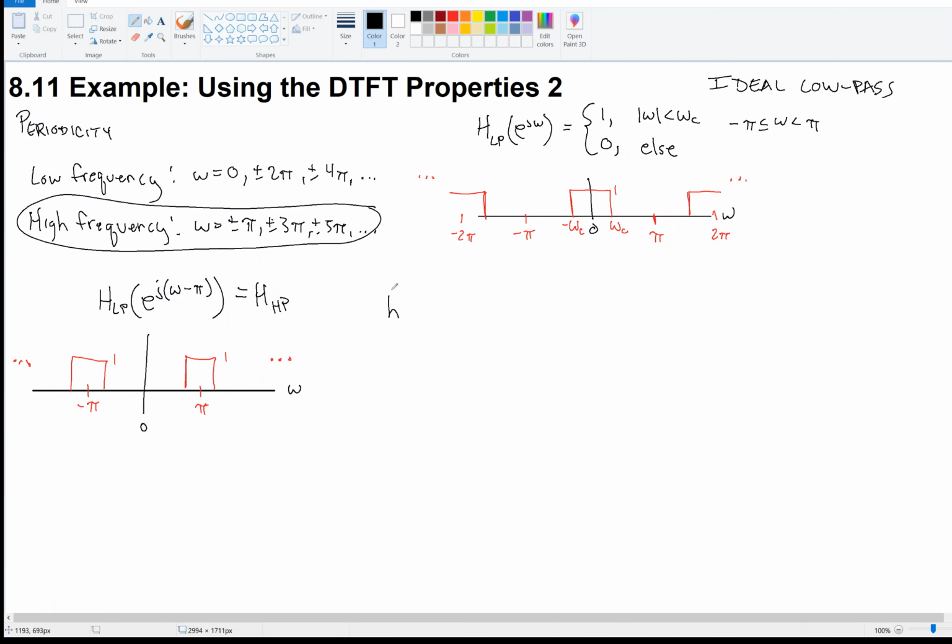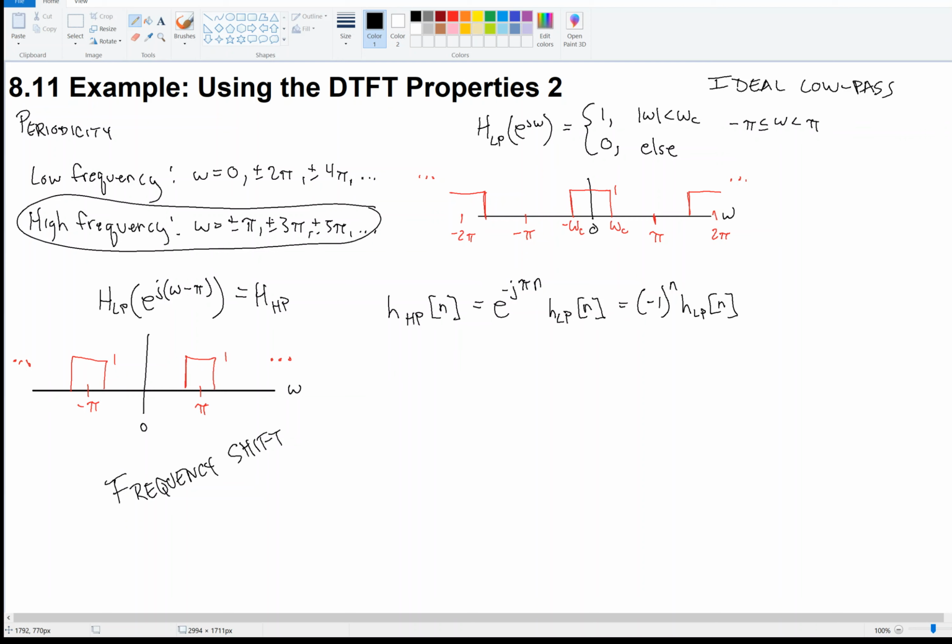Well, if we take the inverse transform to get the impulse response, we apply the frequency shift property. This is the frequency shift property listed in tables, right? And this is the dual to the time shift property. We need to multiply by e to the minus j pi n times the low-pass impulse response. Okay, so we've got this thing, and remember e to the minus j pi n is minus 1 to the n, times h LP of n.